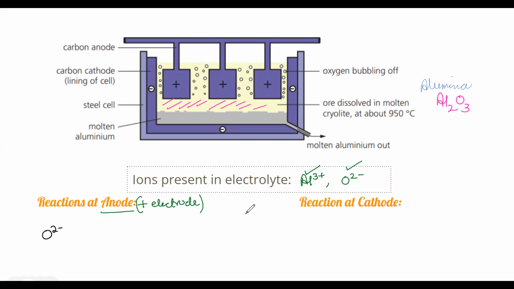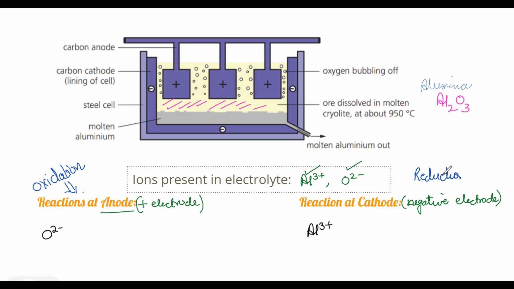What happens at cathode? So cathode is the negative electrode. And guess what? Which ion will go to cathode? The positively charged ion, that is Al3+ ion, because opposite charges attract. Now, there is one more important thing which we should always remember, and that is in electrolysis, oxidation always happens at anode, and reduction always takes place at cathode.